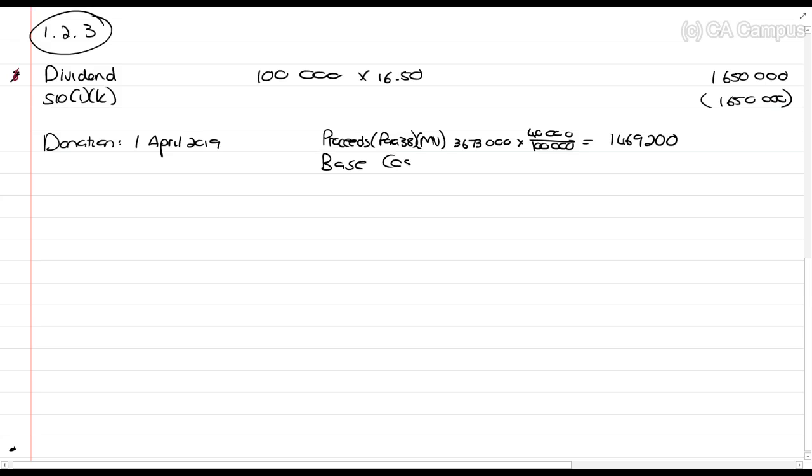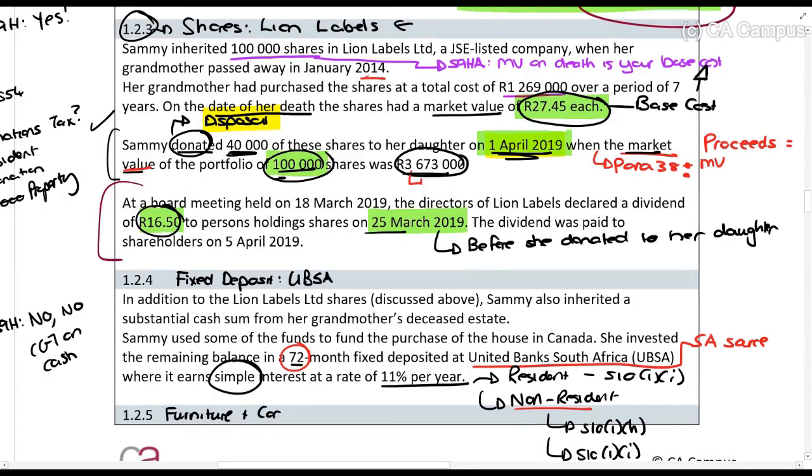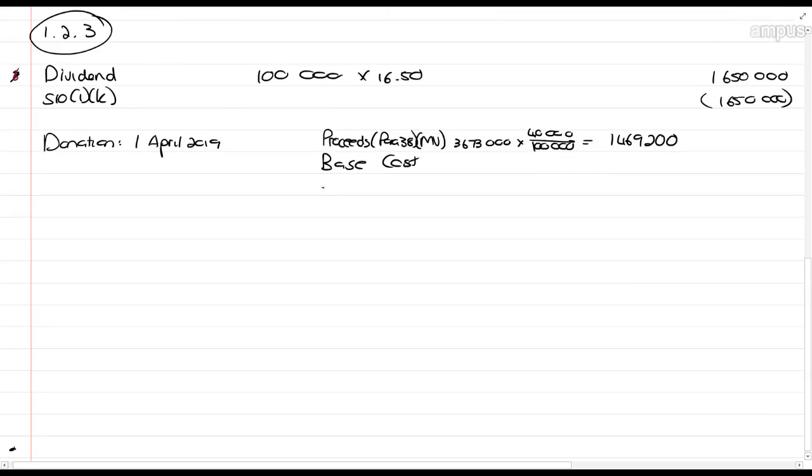What is the base cost of these shares? She inherited from her grandmother when the market value was 27 rands 45 each. So she inherited it. So I'm just going to write it there so you can see where it comes from. Section 9HA. You use the market value of the shares on the date of inheritance. Remember, we're looking at 40,000 shares here. The market value is 27 rands 45. That gives us 1098.